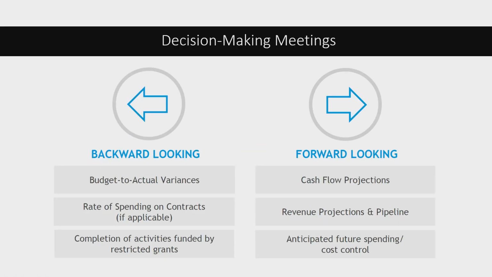Effective decision-making meetings balance backward and forward-looking data. Reviewing budget to actual variances and grant spending ensures accountability, while cash flow and revenue projections help plan for what is ahead. Combining both perspectives leads to more informed and strategic choices.